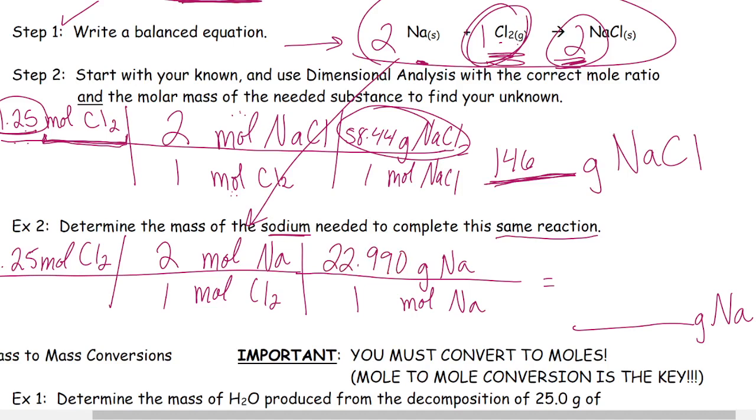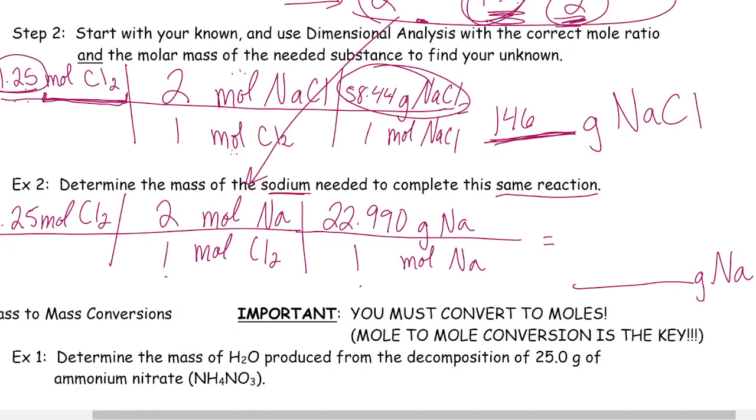So 22.990 times 1.25 times 2. I multiply everything that's on top. You can get numbers that are not 1 on the bottom. That is always possible. In this case, it just happens to be 1s. So if you start with 1.25 moles of chlorine, how many grams of sodium are you able to produce? Or sorry, how many did you use?